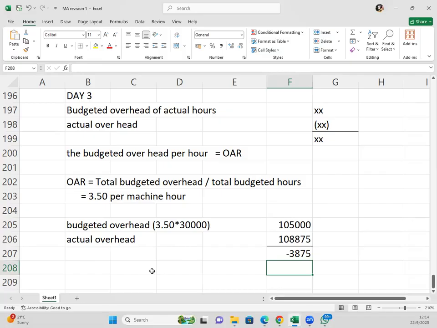So what is key to note here is that first we calculate the OAR, which is the budgeted overhead over the budgeted hours. That OAR is what we use for calculating over or under absorption. Then we multiply the OAR times the actual hours, not the budgeted, times the actual hours. Then you compare that with the actual overhead. Now, let's move on.